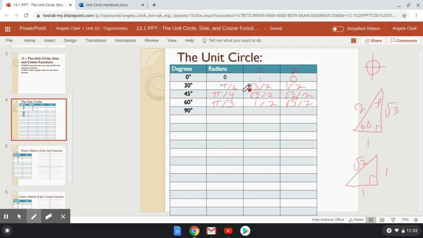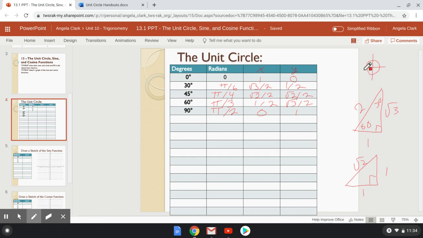They're switched. Okay, so 90 is pi over 2, which makes sense because 90 is half of 180. So pi over 2. And let's look back at our little circle here. So we're right here at 90 degrees. So cosine or x is going to be 0 and sine is going to be 1. Y, right? Y is 1.